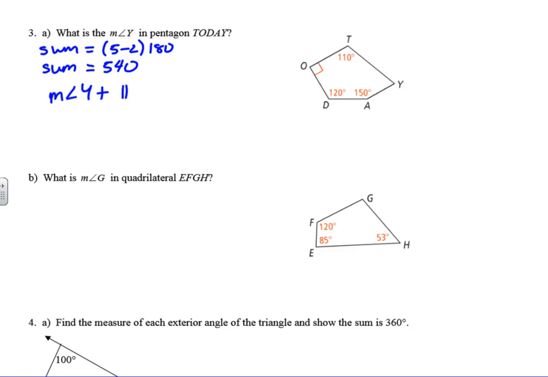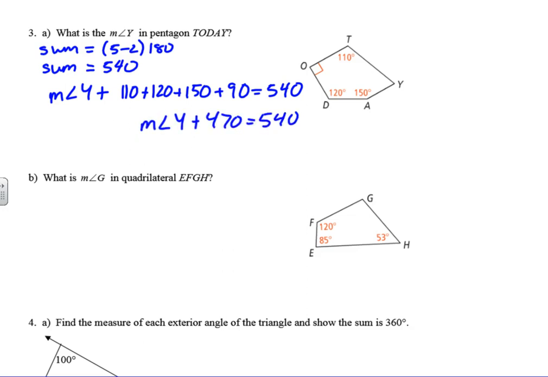Now, we know the angles here, so the measure of angle Y is the one we're trying to find. We've got 110 plus 120 plus 150 plus 90, and all of that together has to equal 540. So if we do 110 plus 120 plus 150 plus 90, we come up with 470. So the measure of angle Y plus 470 equals 540. So we would subtract 470 from that, and we would find that Y is 70 degrees. Okay.